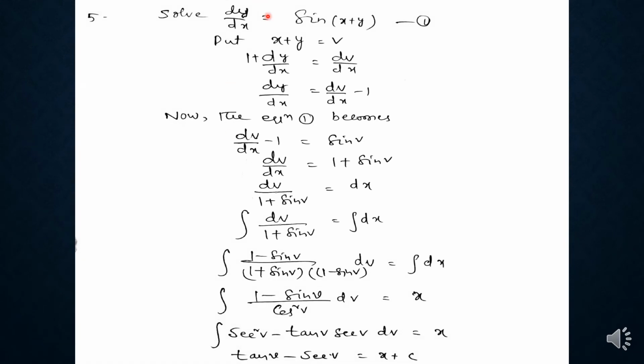Solve dy by dx is equal to sine of x plus y. Here also we have given sine of x plus y. We can't separate the variables here also. So we have to substitute some other variable, x plus y is equal to v.